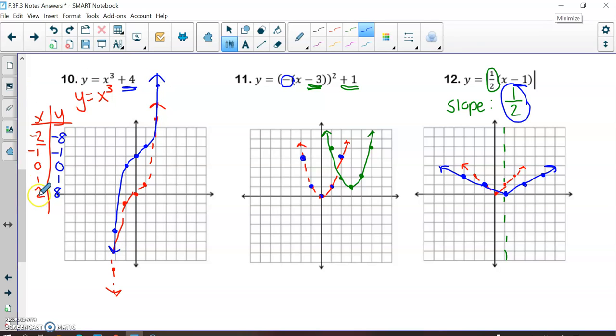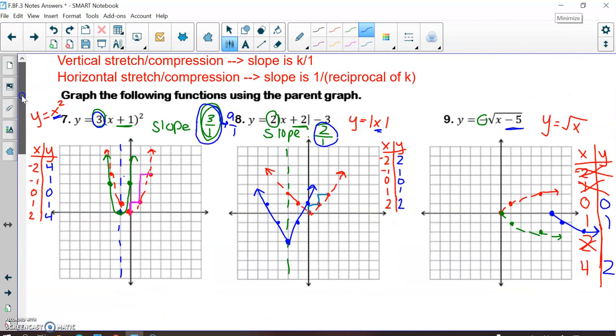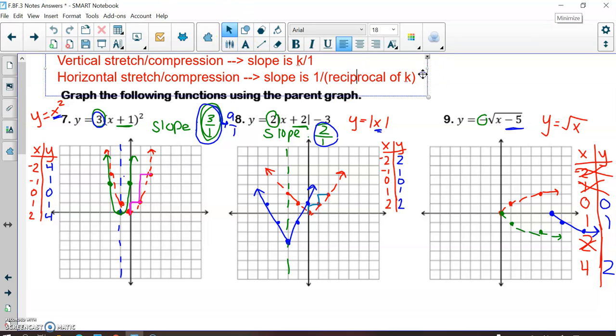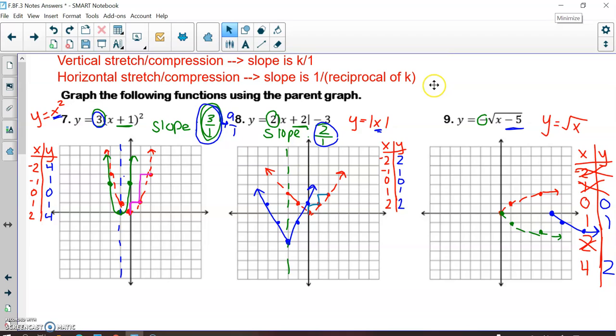And that brings us to the end of this lesson. So again, it really helps if you know the parent function and what the parent function looks like to be able to do these transformations. Now we will learn more about these slopes, these vertical stretch and compression slopes and the horizontal stretch and compression slopes, in the next standard. But that brings us to the end of this lesson.